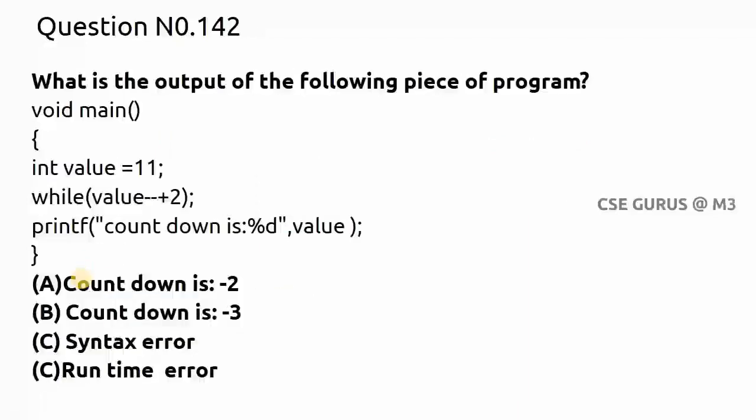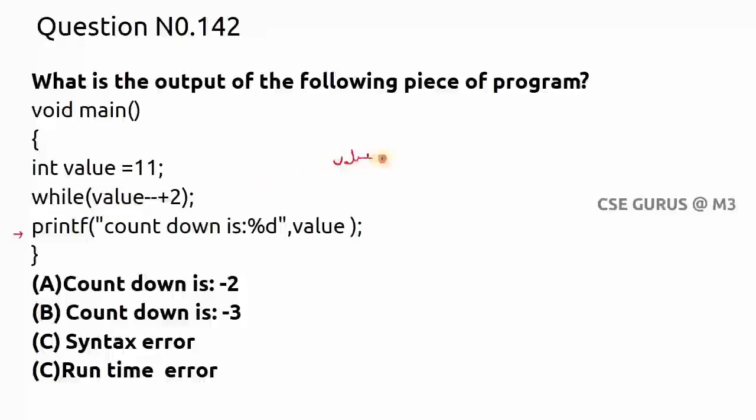Coming to question number 142. So int value equals 11 is given, and while value minus minus plus 2 is given, followed by a semicolon. That means of course the printf statement is independent of this while loop. After the execution of the while loop, only then the printf statement executes. That means the condition inside the while is false, only then the printf statement will be executed. So we'll see how it will be executed.